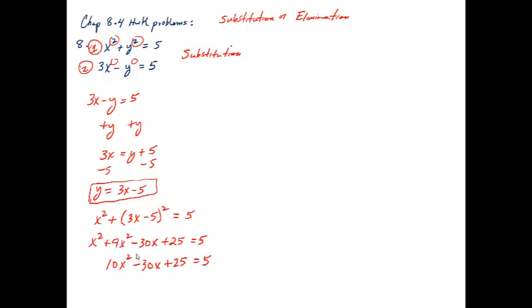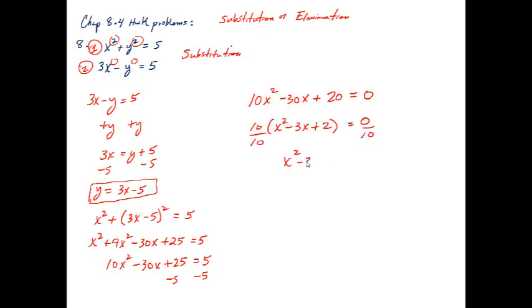Now, because it's quadratic, meaning square, I have to get everything on the same side. And my equation just becomes 10x squared minus 30x plus 20 equals 0. And then from here, I have to factor and solve for x. I'm going to take the 10 out, and I have x squared minus 3x plus 2 equals 0. Divide by 10, divide by 10. So I have x squared minus 3x plus 2 equals 0.